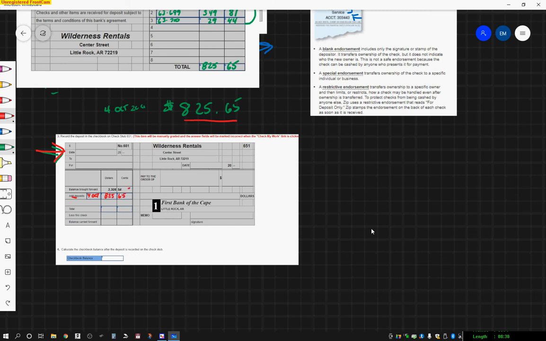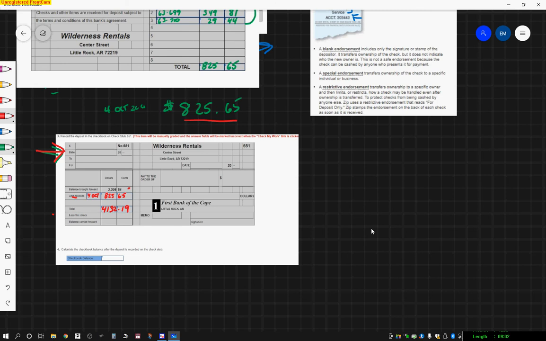Well, this was the balance brought forward. Right, that was the previous balance at the bottom of the last check brought to the top of the next check, which is here. And now we have $3306.54 plus the additional money that we just deposited. That's going to give us a new total of $4132.19. Now we haven't written a check yet, so we stop right there.